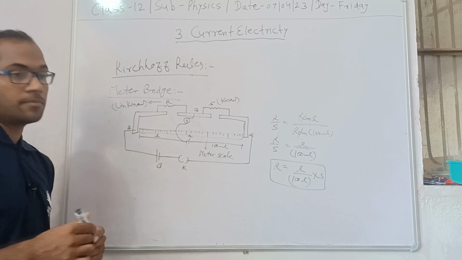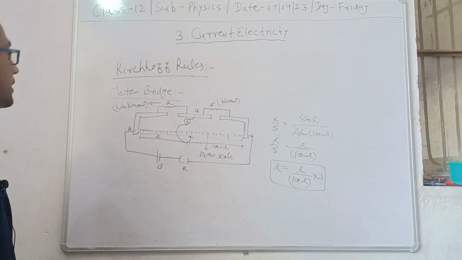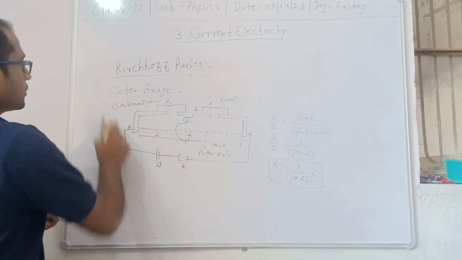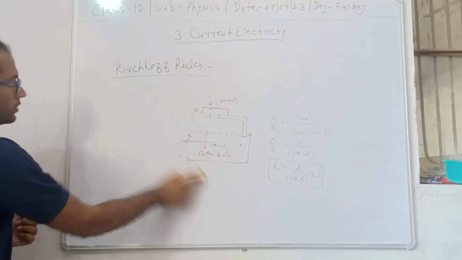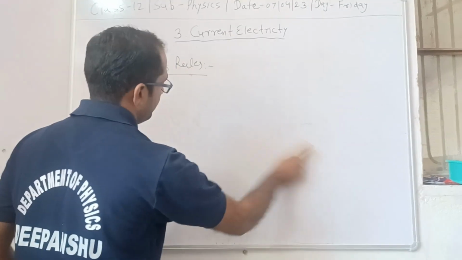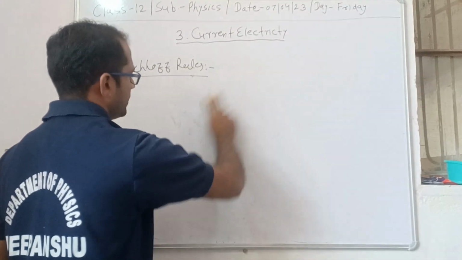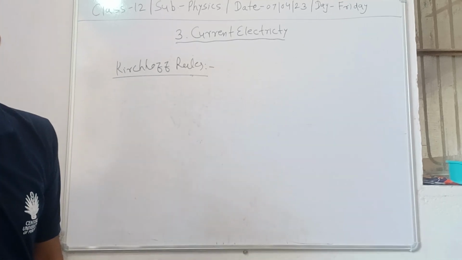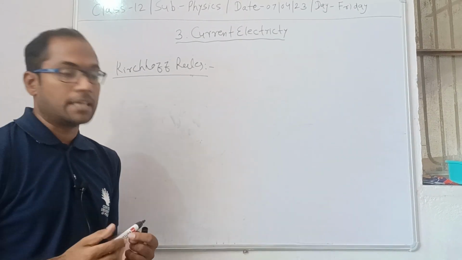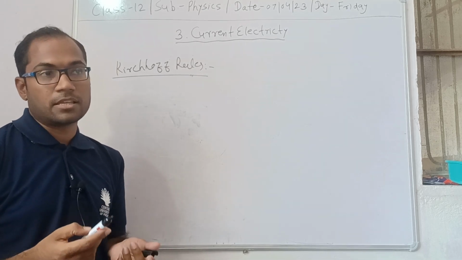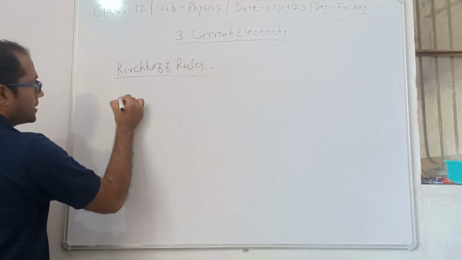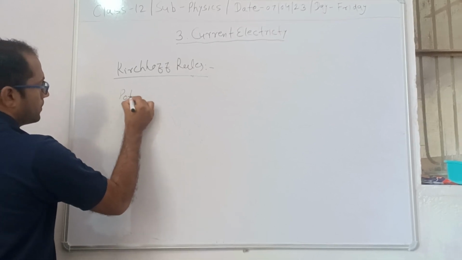Then we discuss the potentiometer. The potentiometer is also an application of Kirchhoff's law. A potentiometer is a versatile instrument. Using a potentiometer, we can find out different types of properties, like voltage, internal resistance, and current. So actually the potentiometer is a versatile instrument.